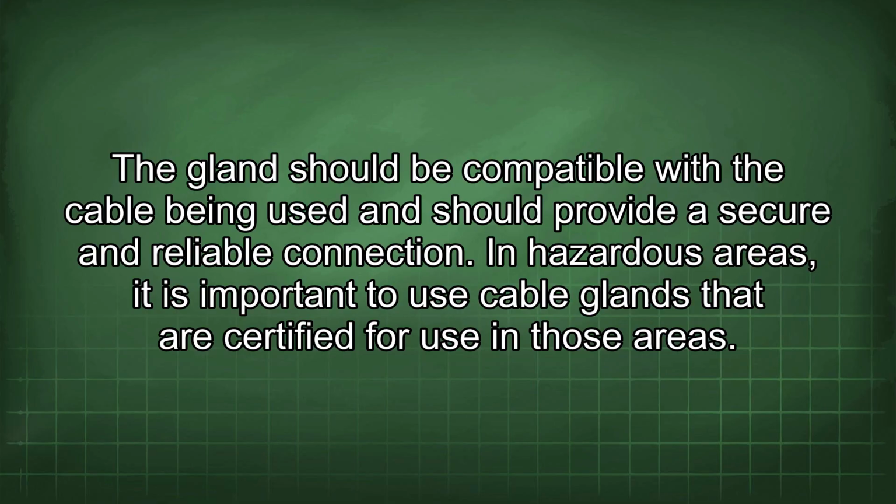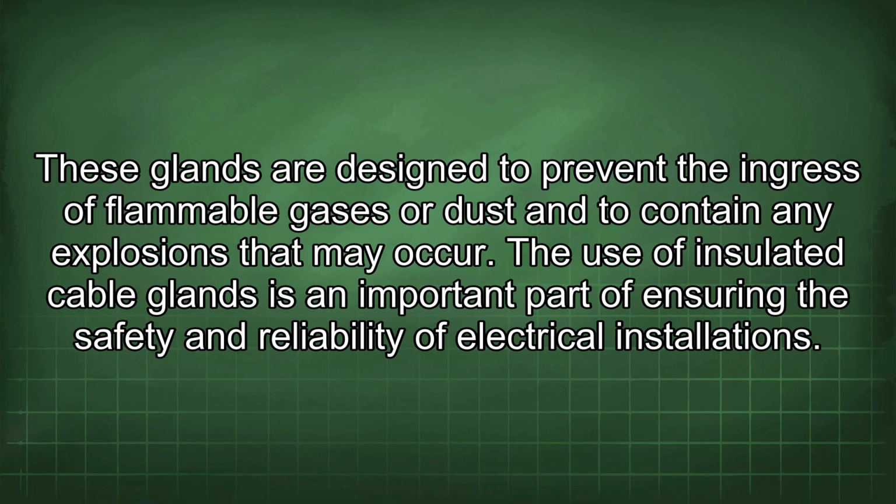In hazardous areas, it is important to use cable glands that are certified for use in those areas. These glands are designed to prevent the ingress of flammable gases or dust and to contain any explosions that may occur. The use of insulated cable glands is an important part of ensuring the safety and reliability of electrical installations.